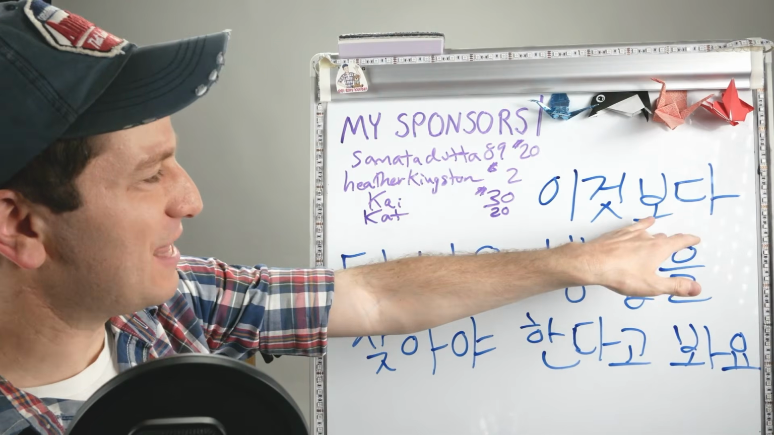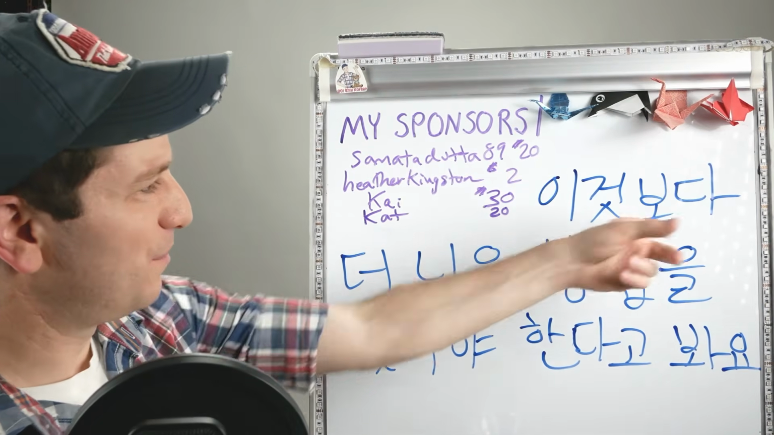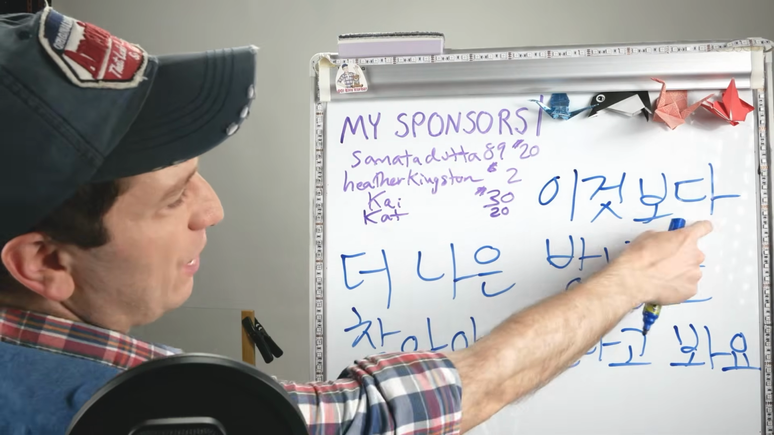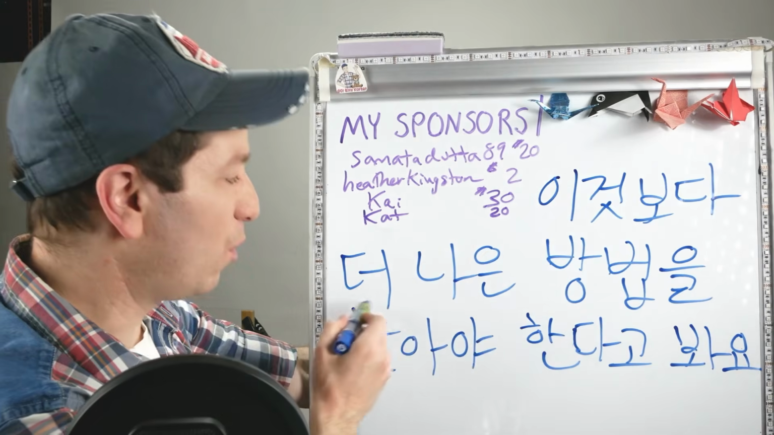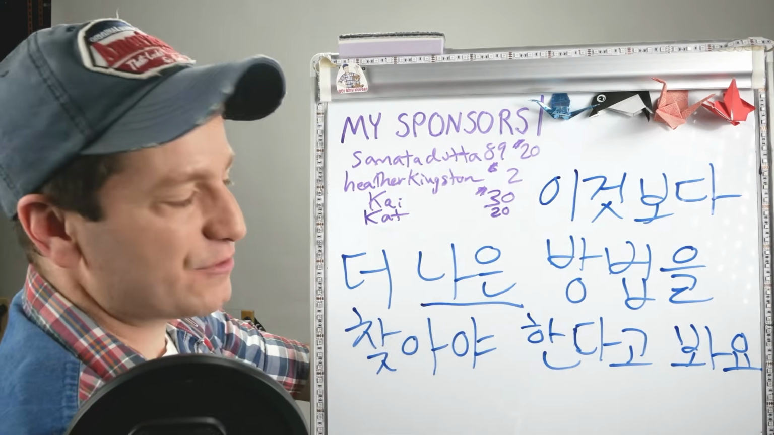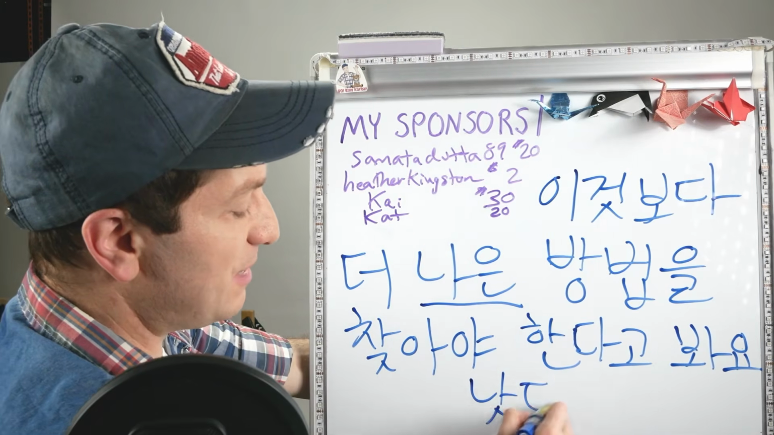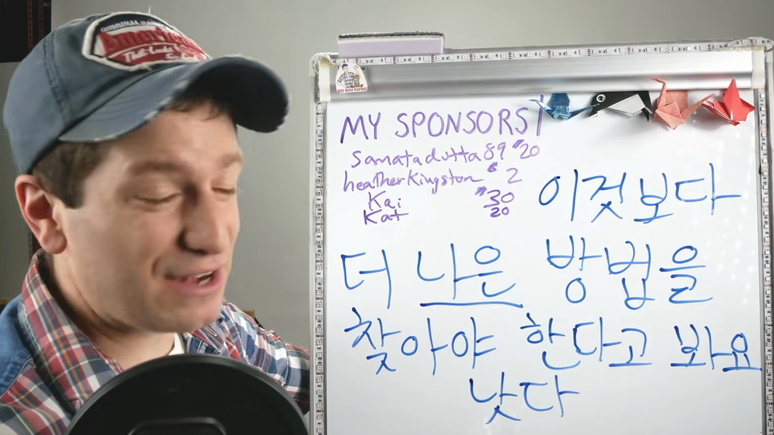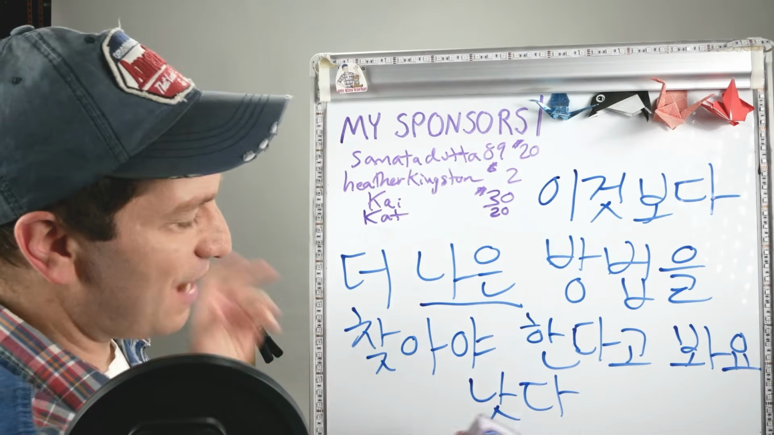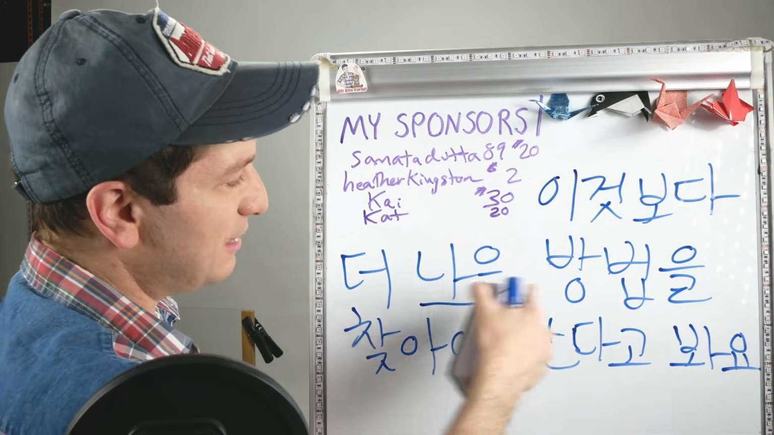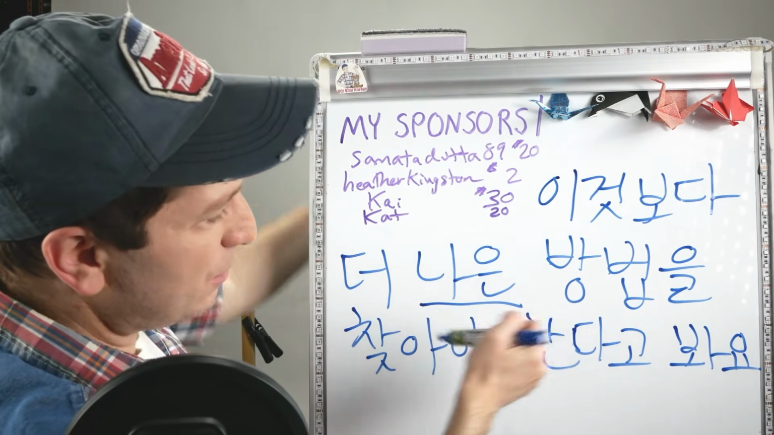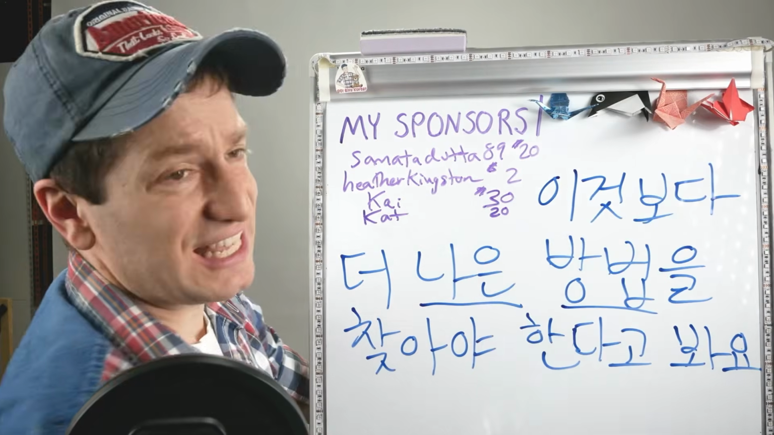이것보다. So more than this. 더, more. By default, though, if you have 보다, it's going to be 더 if there's nothing else here. But you can also add it for more emphasis. So more than this. 나은 comes from the verb 낫다. To be preferable, which is like to be better. Like I would rather have that. I'd prefer it. 나은 is just the adjective form. 나은 방법. A better way, a better method than this.